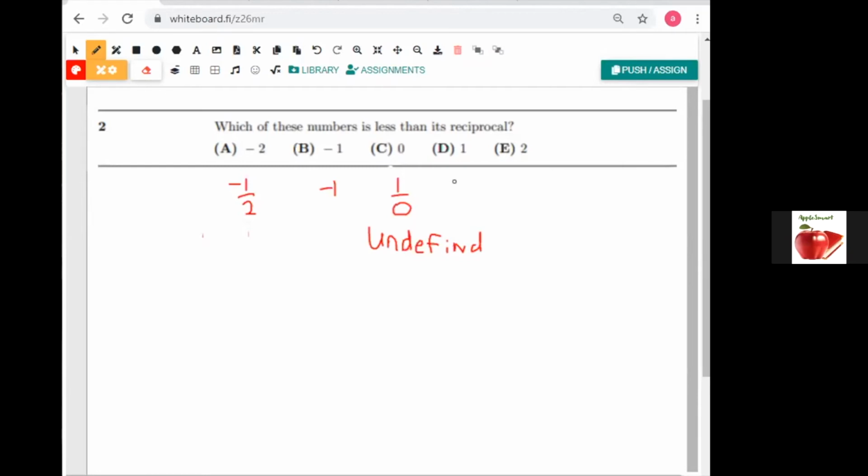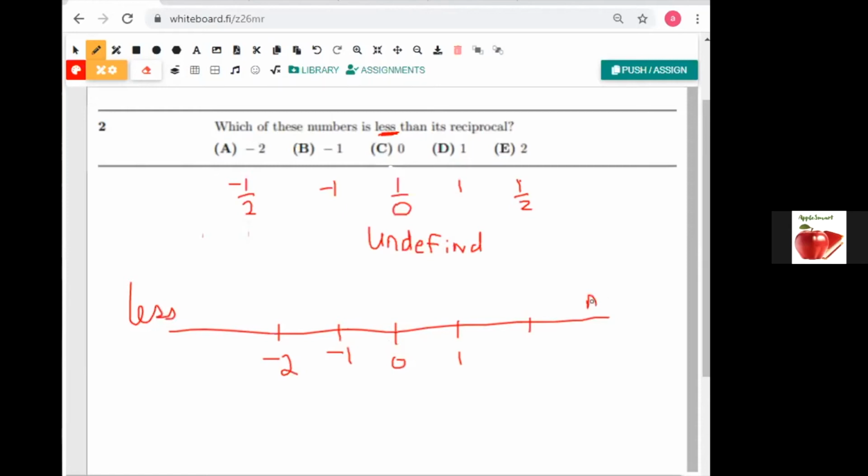It's a lost art. Okay, and what's the reciprocal of 1? 1 over 1? Well, that would be 1. And what's the reciprocal of 2? Well, that would be 1/2. So now the question says, which of these numbers is less than its reciprocal? Then you have to know a number line. Okay, and you have to know that your number line is 0 and 1 and -1 and -2. And we know that this is less. And this is more. I'll try and write it in normal printing.